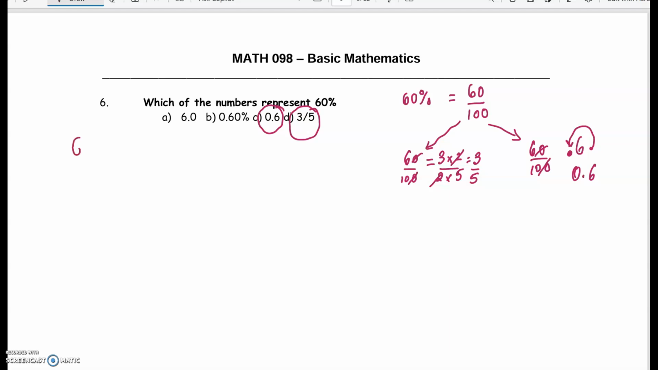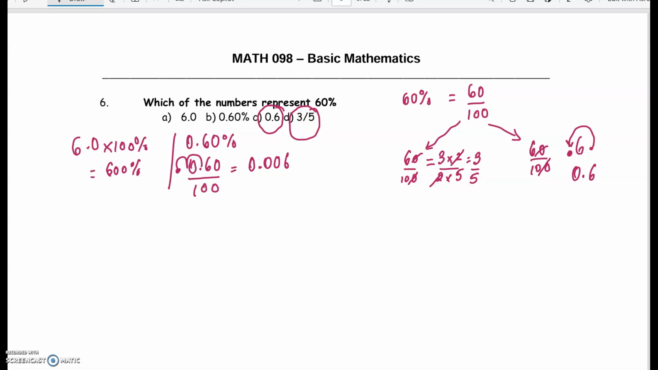Now let's see what 6.0 looks like. 6.0, if I want to change it to a percent, I'll have to multiply with 100%, which is the same as 600%, which means it's 6 times the original quantity or the reference quantity. Now 0.60% is the same as 0.60 per 100. So when I divide by 100, I shift the decimal point 2 places to the left, which gives me 0.0060.